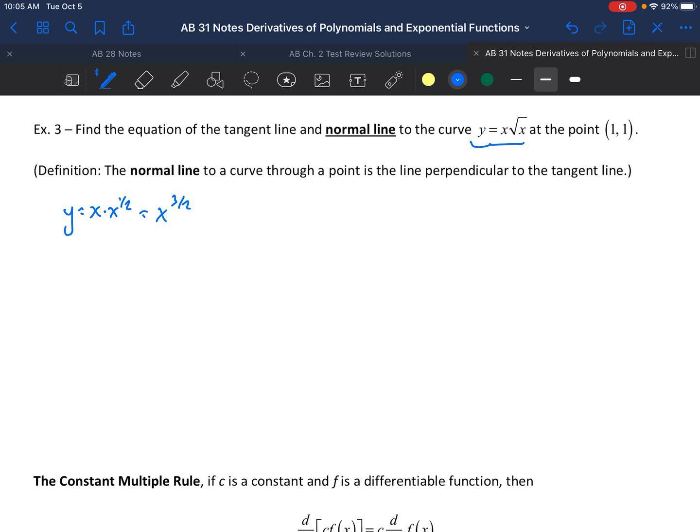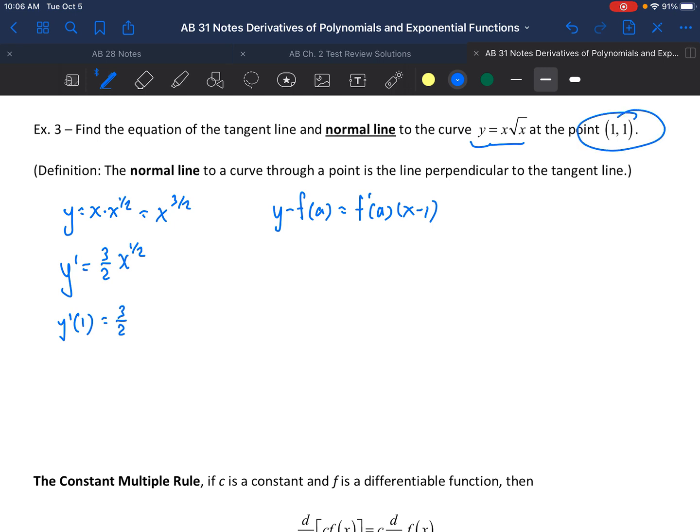I want to find the equation of the tangent line. And I remember tangent line is y minus f of a equals f prime of a, x minus a. So y prime, the derivative of y, is going to be 3 over 2 x to the 1/2. At the point 1, so y prime of 1 is going to be 3/2 times 1 to the 1/2. Okay, our slope at that indicated point is 3/2. So our tangent line, y minus 1 equals 3 over 2, x minus 1.